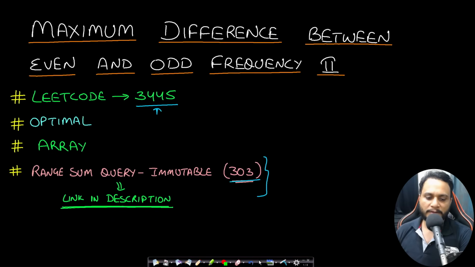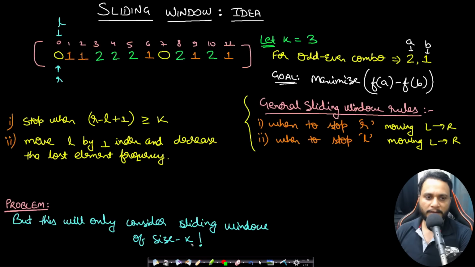So once you have understood that we are going to solve by sliding window two pointer approach, then let's see how to apply the sliding window. Now I have taken an example with 12 elements, and here k value will be 3. So for the odd even combo I am taking a to be 2 and b to be 1. So I will find the frequency of 2 and frequency of 1. Frequency of 2 must be odd and the frequency of 1 must be even. Our goal is to maximize f of a minus f of b, that we already know from the problem statement.